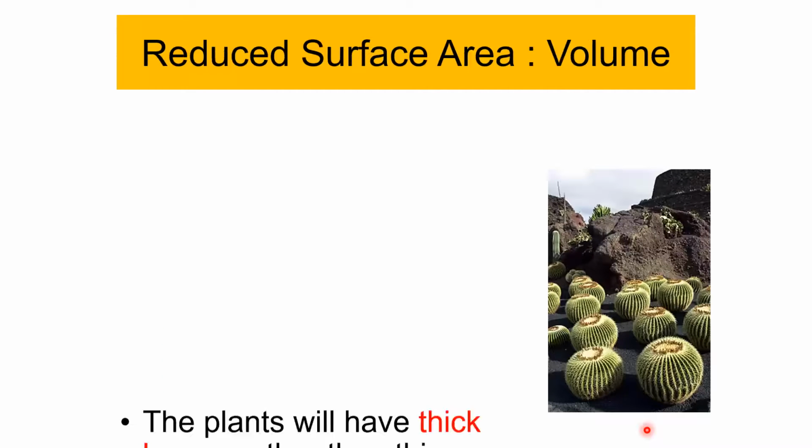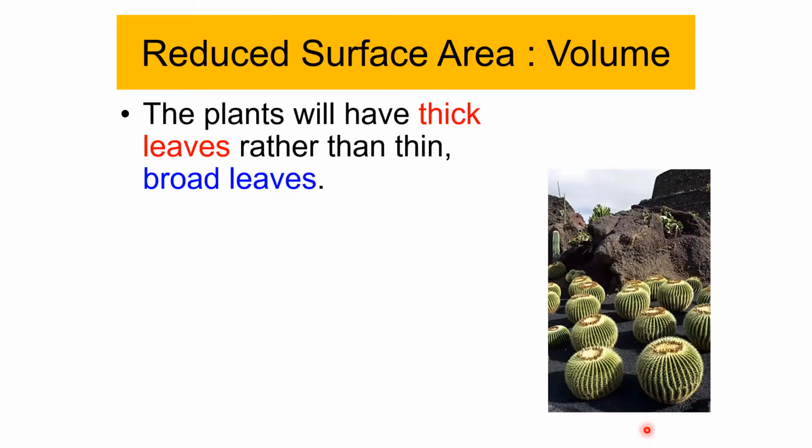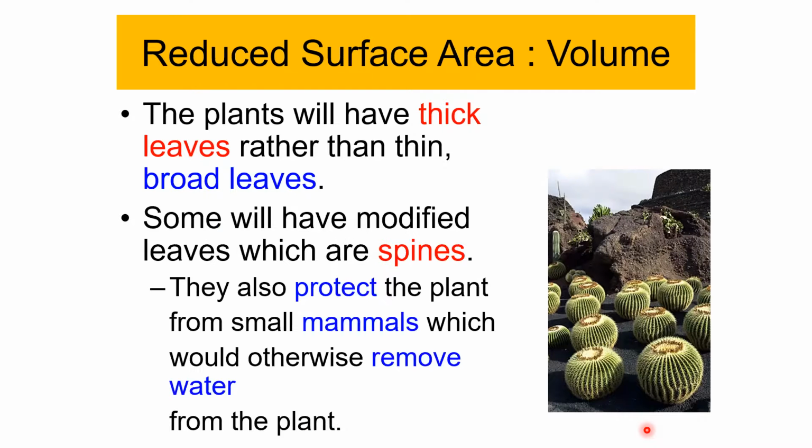All right, since we're talking about these adaptations, the first that we'll talk about is the reduced surface area to volume ratio, right? Since we're talking about xerophytes right now, these plants will have thick leaves rather than thin, broad leaves. So you can imagine that thinner leaves will have more surface area. So they will have thick leaves rather than thin, broad leaves.